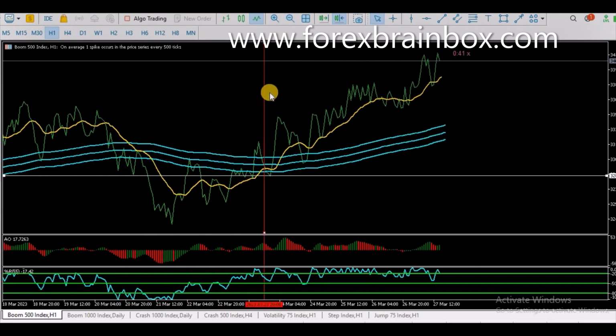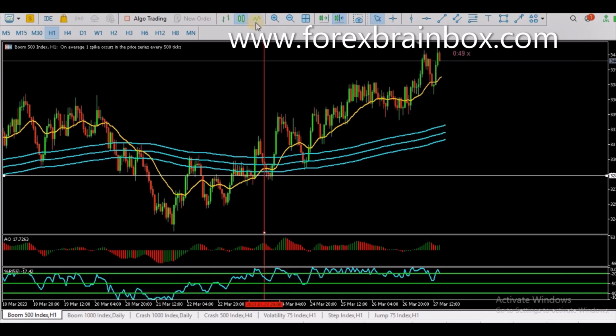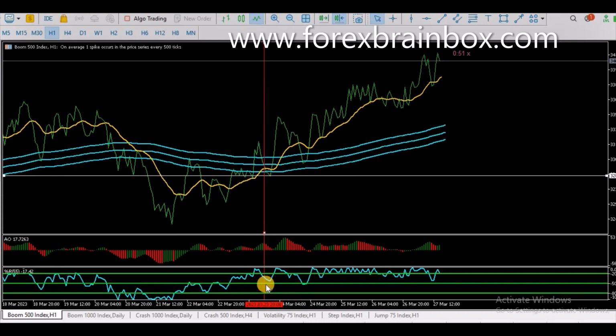On your 1 hour, there are 2 things you're looking out for. You're looking out for your Williams Percentage Range to be close to your 50 level. This 50 level, like this one, it really got here. This one was close, but it still counts because it's close to a support section.